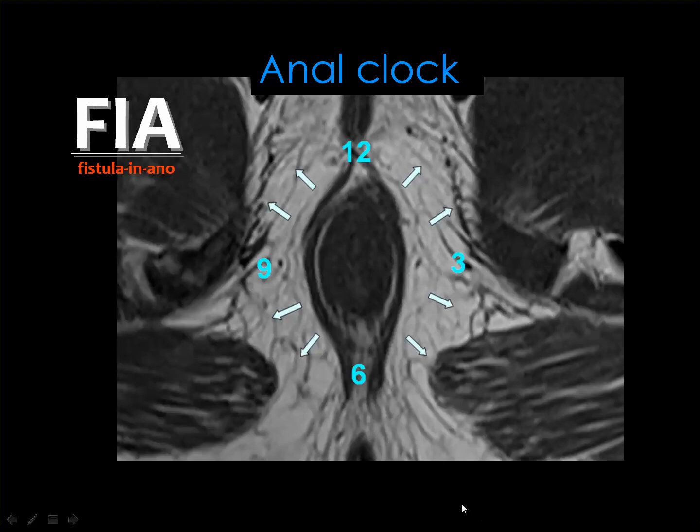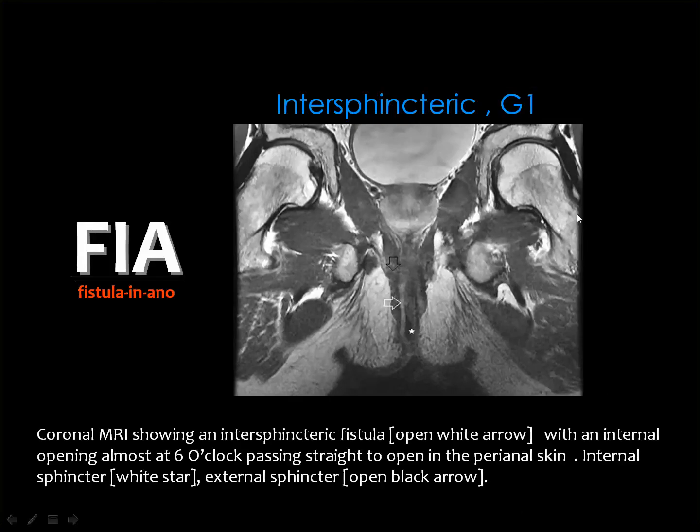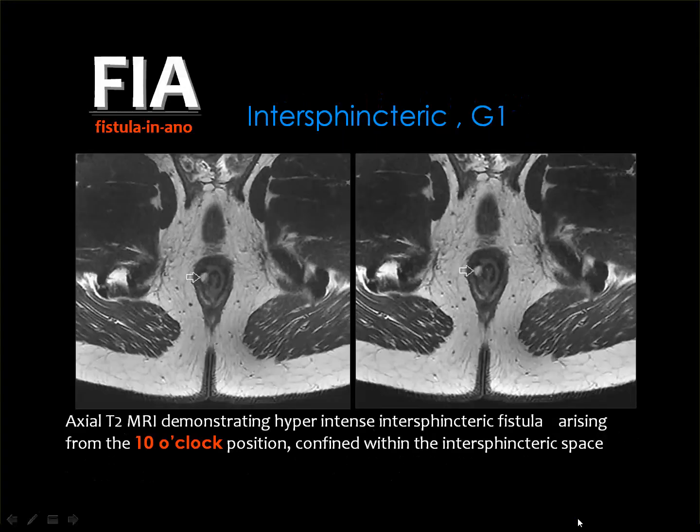Then we start first by the intersphincteric simple fistulous tract, which is classified as grade 1. And you see here, there is a linear tract of relative bright signal, because this is T2 weighted image and a coronal image. And there is an internal opening at the 6 o'clock position approximately, and an external opening also in the same track. And this is the internal sphincter, and this is the external sphincter, and you consider this as an intersphincteric fistula.